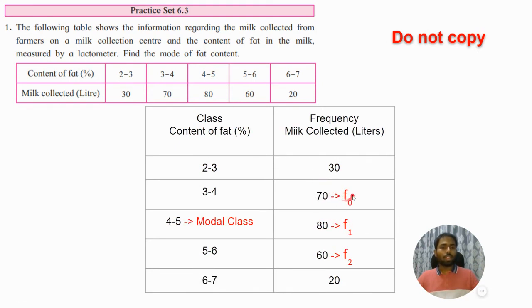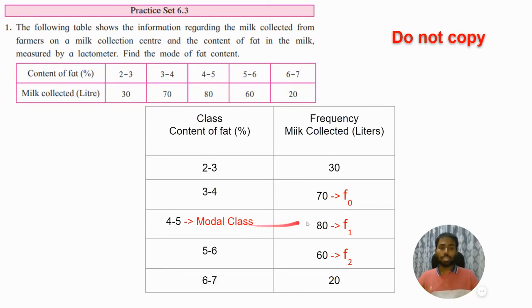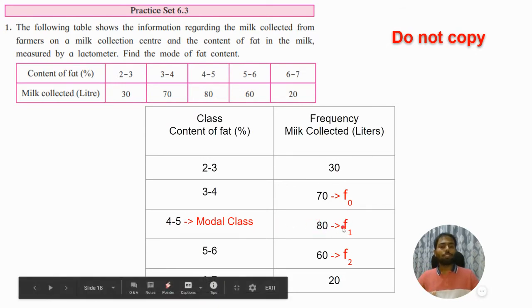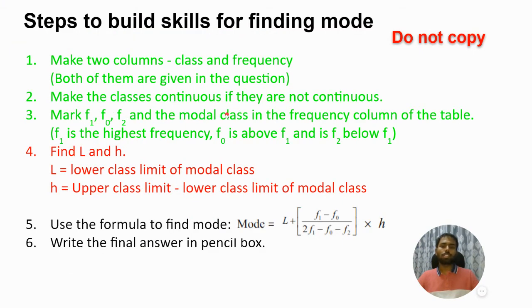उसके ऊपर का तुम लोग का F0 हो जाएगा, उसके नीचे का F2 हो जाएगा और F1 के लेफ्ट का will be modal class. Okay, last time I'm repeating, the highest frequency will be F1, उसके ऊपर का F0, उसके नीचे का F2 and उसके left side में modal class. Okay, so we have marked F0, F1, F2 and modal class in the frequency column of the table.